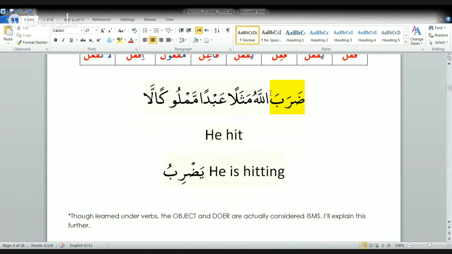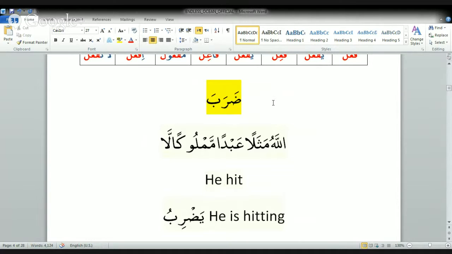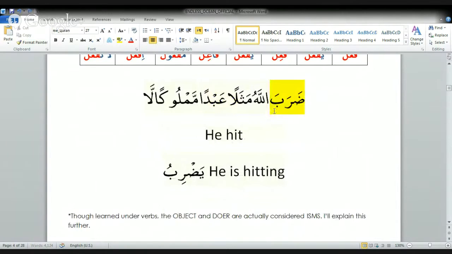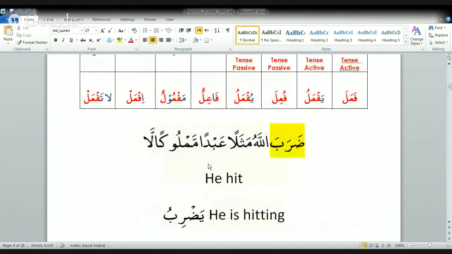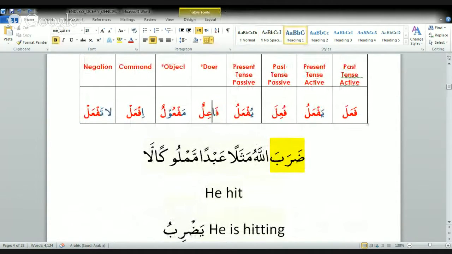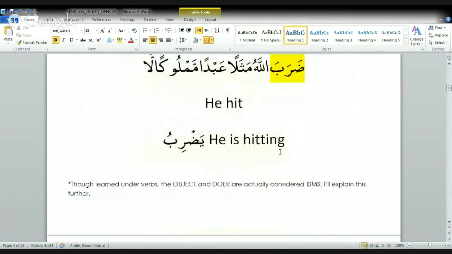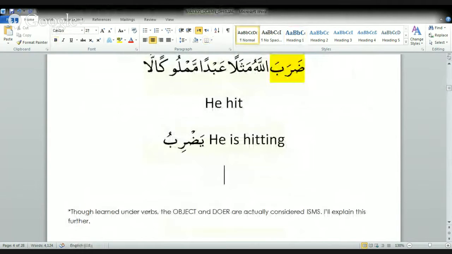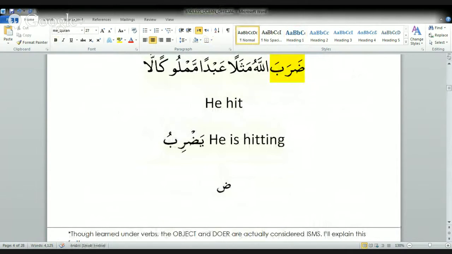So what did it become? It became the present tense. Now, how do I take that and turn it into fa'il? You're not sure right now as to what these forms do, but we'll see in a second what happens. The doer, for example. We know that we can turn it into daribun, which means the hitter, the one who is doing the hitting.